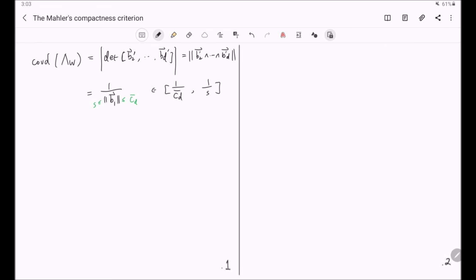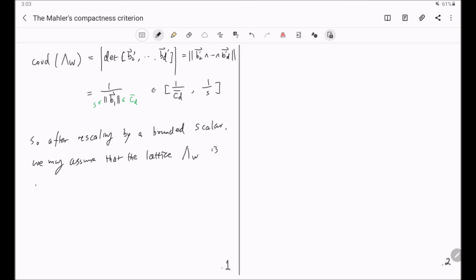What this tells you is that after rescaling by a bounded scalar, we may assume that the lattice lambda_W is unimodular. That's the significance of this whole process of bounding this by two constants.